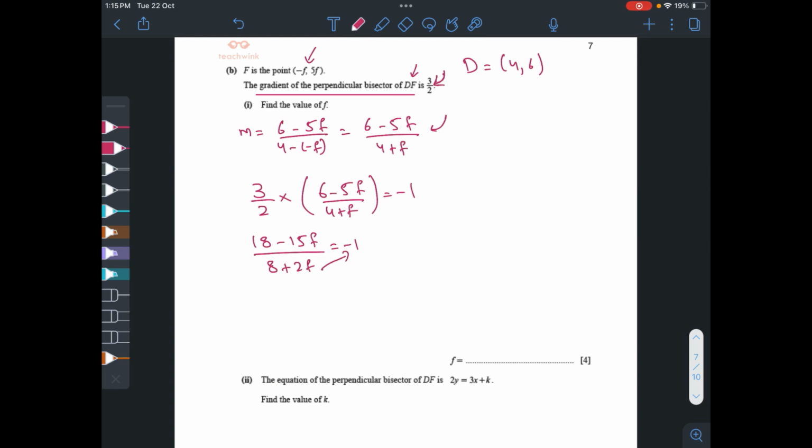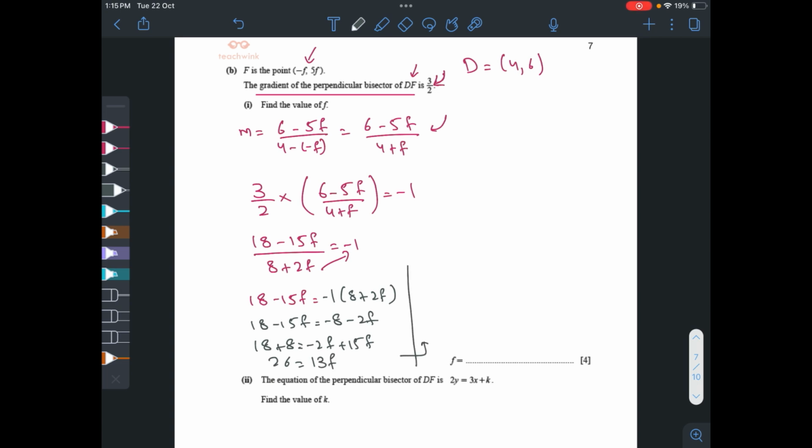If I cross multiply, this becomes 18 minus 15F is equal to negative 1 times 8 plus 2F. This becomes 18 minus 15F equals negative 8 minus 2F. Bring all the F values together. This becomes 18 plus 8 equals negative 2F plus 15F. 18 plus 8 is going to give me 26, and negative 2F plus 15F is going to give me 13F. So F is going to be 26 divided by 13. F is going to be 2. The value of F is 2.